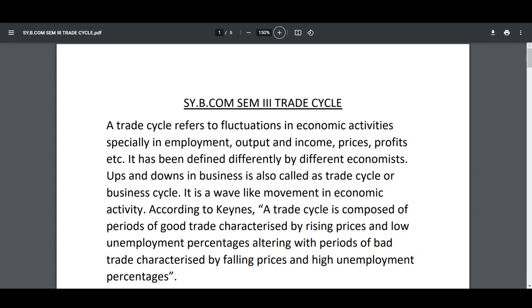A trade cycle refers to fluctuations in economic activities, especially in employment, output, income, price, profit, etc. Fluctuations means changes. It has been defined differently by different economists. Ups and downs in business is also called a trade cycle or business cycle. It is a wave-like movement in economic activity.